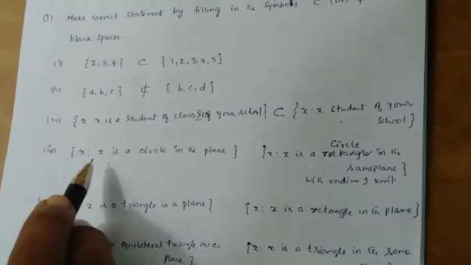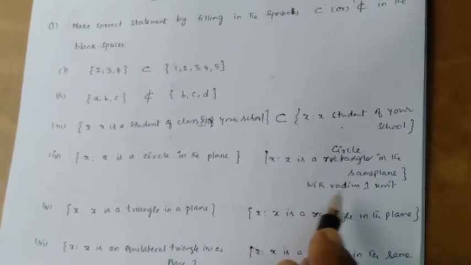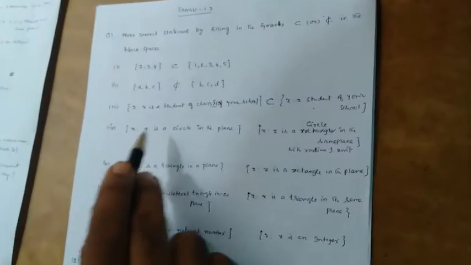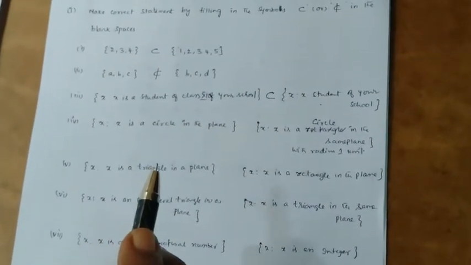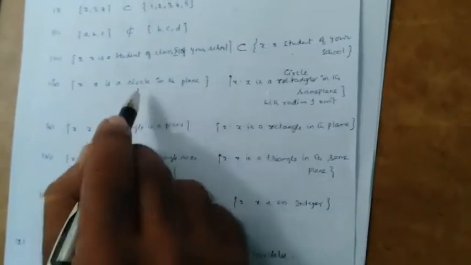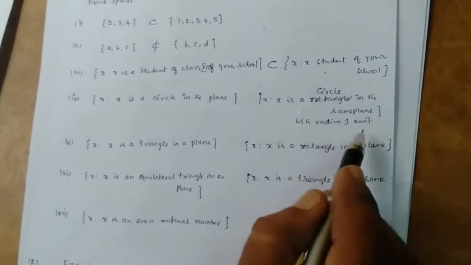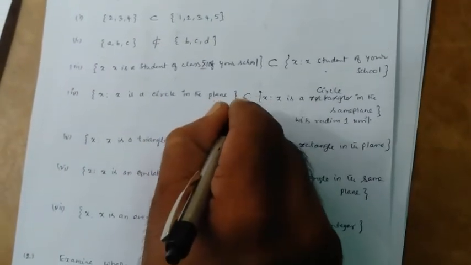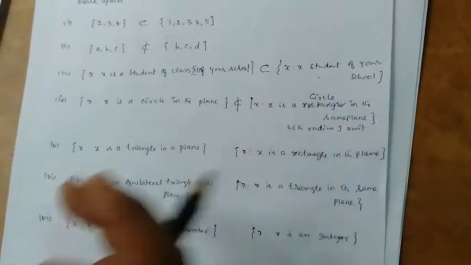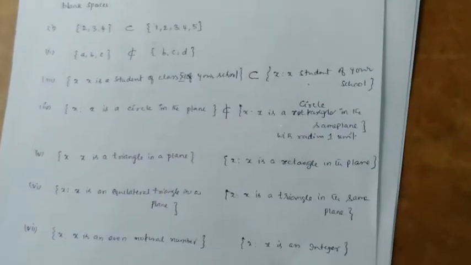In the fourth example, X such that X is a circle in the plane. Here, X is a circle in the same plane with radius 1 unit. The general circles on the left hand side are all circles in the plane, which may be radius 1 unit or 2 units or a point circle, whatever it is. It contains all the circles, but on the right hand side only circles in the same plane with radius 1 unit are specified. So it is not contained in. The reverse may be possible, but this is not possible. So it is not contained in, or not a subset of, this set.